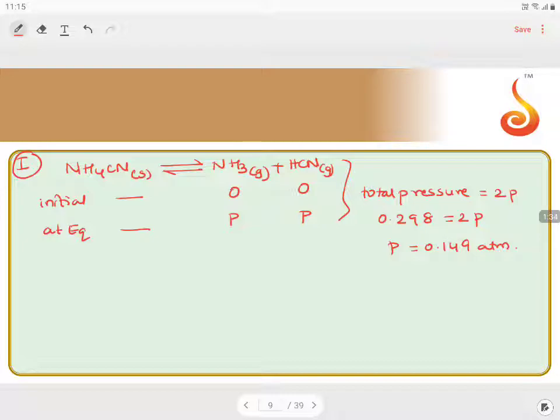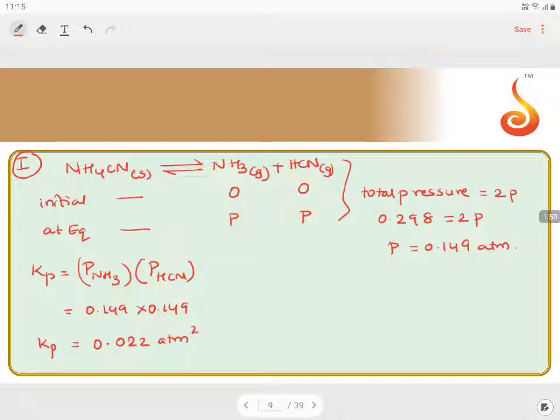Now here, Kp is equal to the partial pressure of NH3 into the partial pressure of HCN, which will be equal to 0.149 into 0.149. So Kp will be equal to 0.022 atmosphere squared. This can be taken as Kp. The first step is completed.